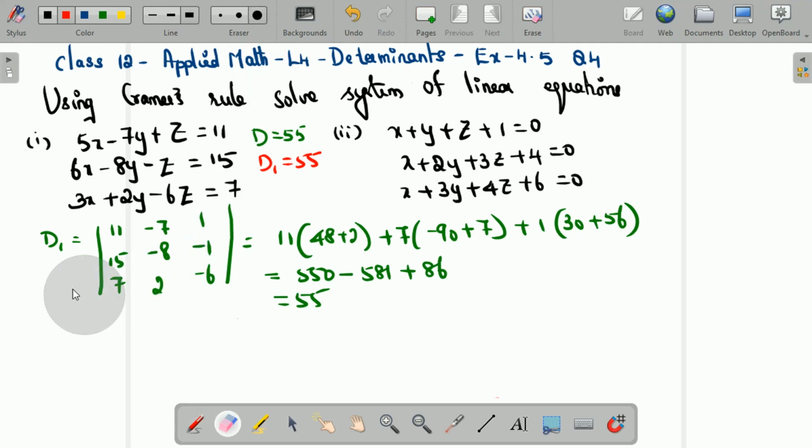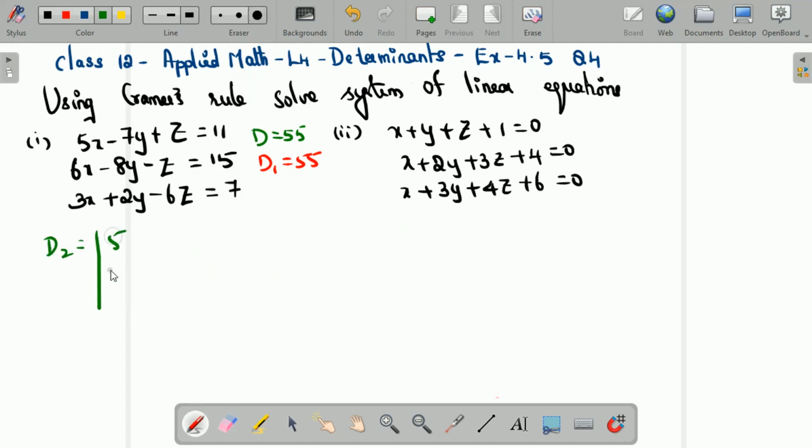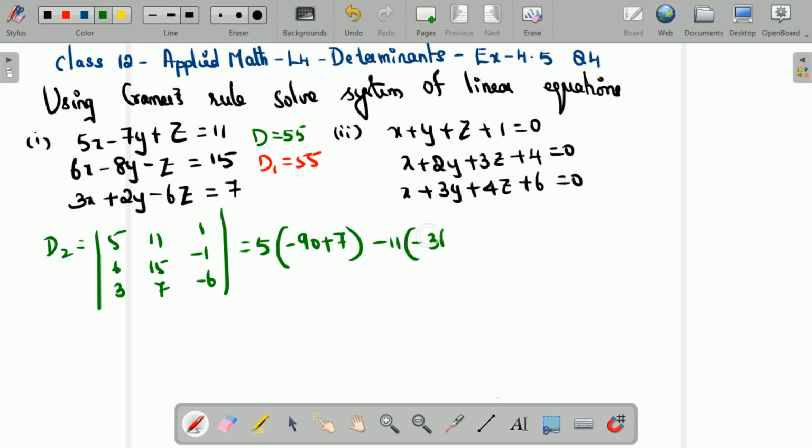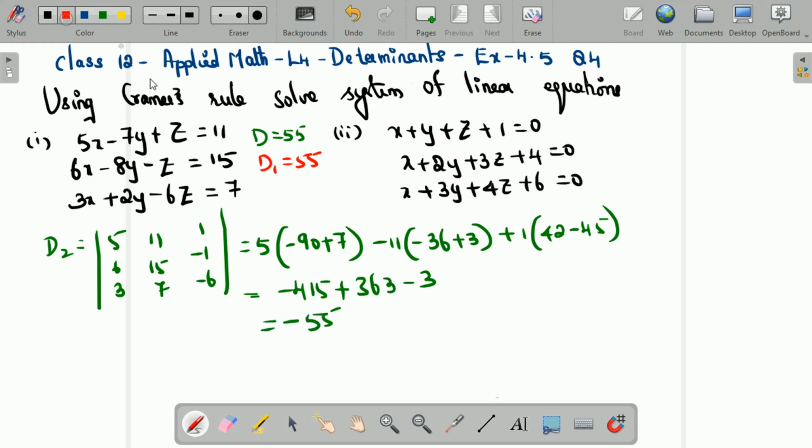Now let's compute D2. D2 is equal to 5, 6, 3, in this case 11, 15, 7. The entry of y is replaced with this. So this is 1, minus 1, minus 6. If you evaluate, it is 5 into minus 90 plus 7, minus 11 into minus 36 plus 3, plus 1 into 42 minus 45. So if you take this first value, it is minus 415. Minus of minus is plus 363 minus 3. So if you compute this, it is minus 55. So D2 is equal to minus 55.